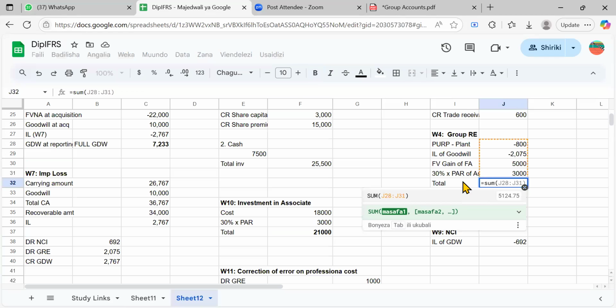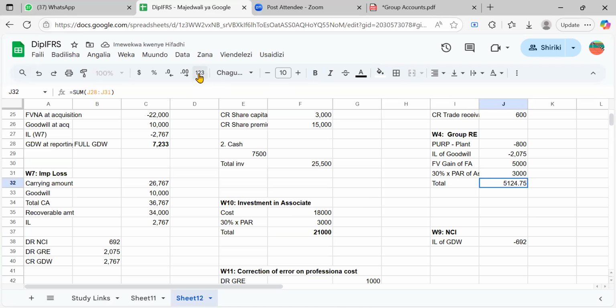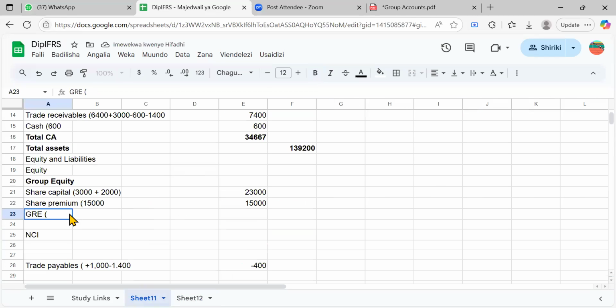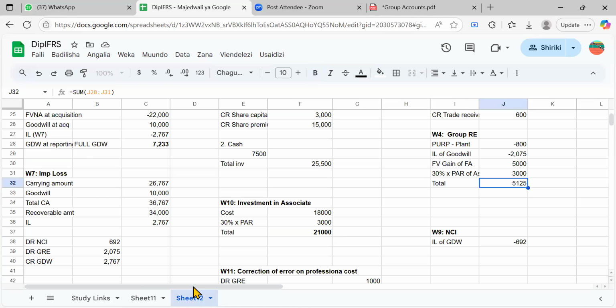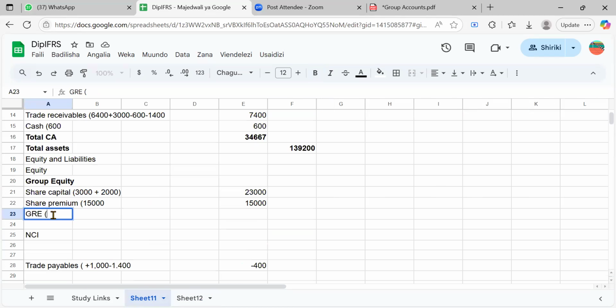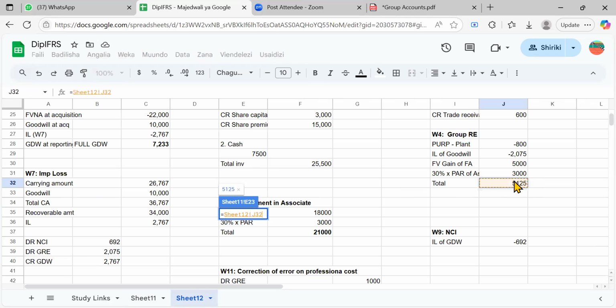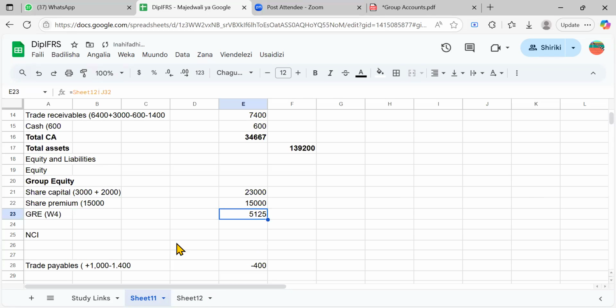Okay, it's there. I don't want this 51.25. So just say the group retained earnings. Which working? I forgot. It's working number 4, right? Yes. So you just say equals to, and you go and get it. It's working number 4, that one. You have your figure there.